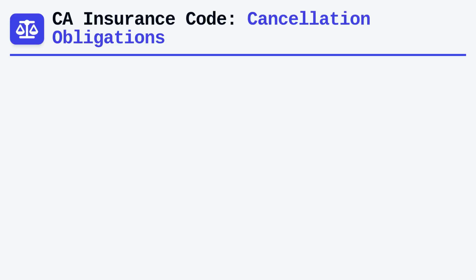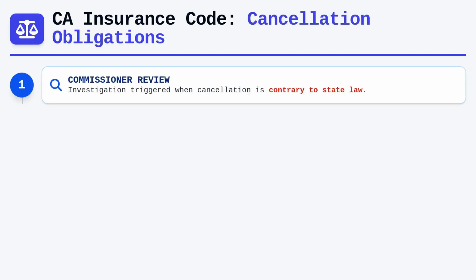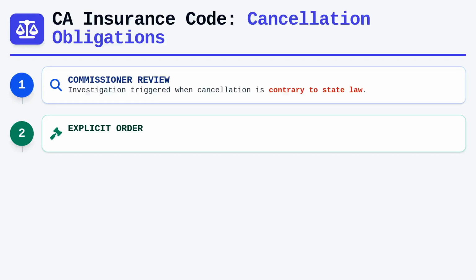From the perspective of the insurance company, the California Insurance Code imposes clear obligations regarding whether they must pause or delay an active cancellation during an official investigation. If the insurance commissioner reviews an insured's complaint and determines that the initial cancellation appears contrary to existing California state law, the commissioner will issue an explicit order directing the carrier to maintain coverage or reinstate the risk. Once this official order is handed down, the insurer is legally obligated to pause the cancellation process and continue providing coverage while the formal administrative hearing is pending.